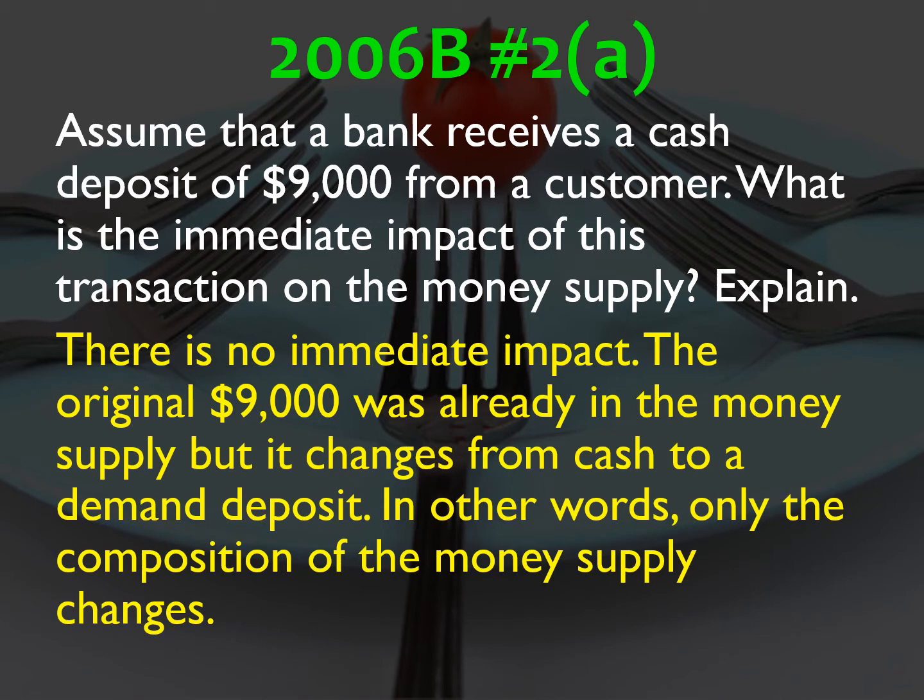So there is no immediate impact because the original $9,000 was cash. It was already in the money supply. It just changes its character within M1. It becomes a demand deposit, but only the composition of the money supply changes. The actual money supply value or amount itself will not change due to this cash deposit.